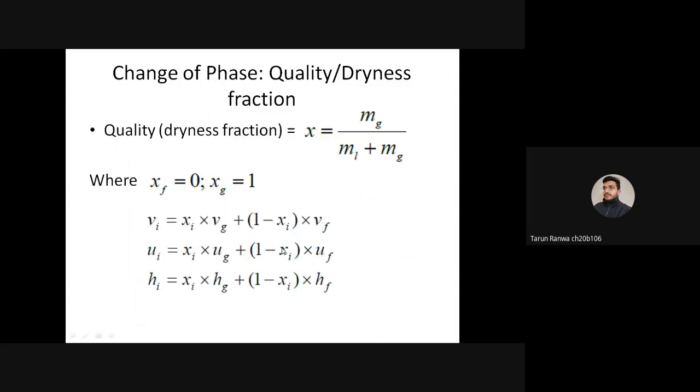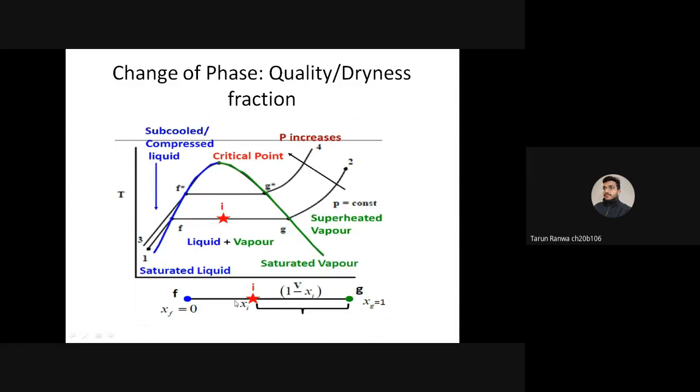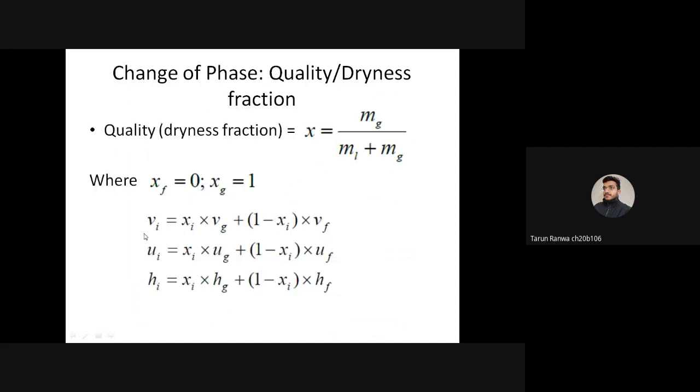Now we can denote the dryness fraction by x equals mg, mass of gas, divided by mass of liquid plus mass of gas. So this is the mass fraction of gas, where xf is 0 and here xg equals 1. So we can denote the molar volume Vi as xi times Vg plus (1 minus xi) times Vf, and similarly molar internal energy, and we can also denote enthalpy like this.